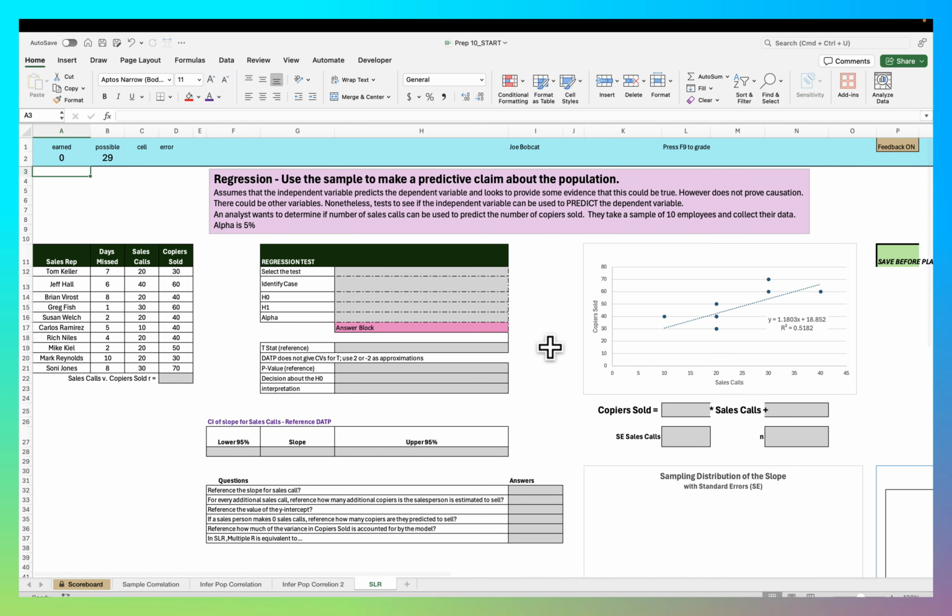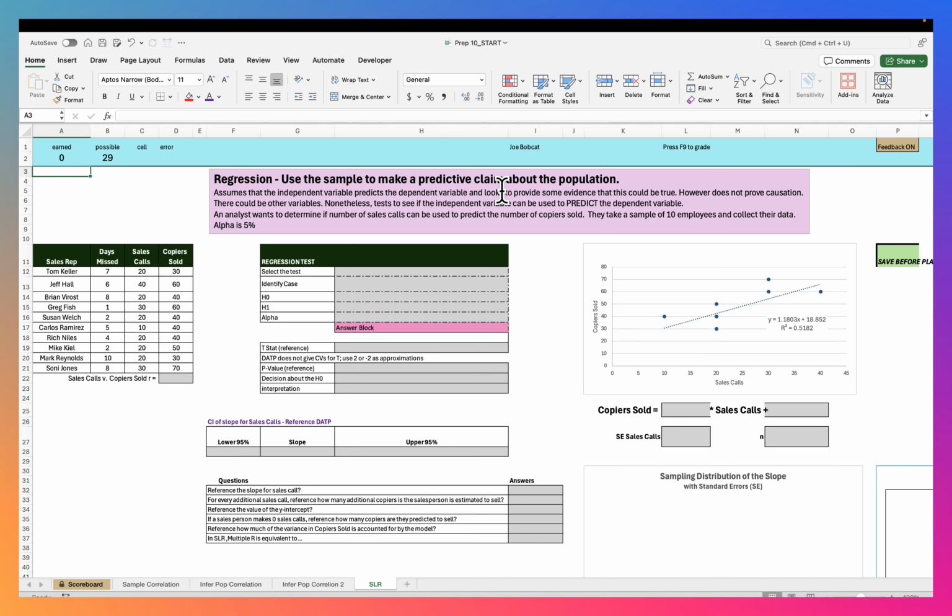Now we move on to regression. And so in regression, we use the sample to make a predictive claim about the population. So this is new. We're actually trying to predict things, because now we're trying to establish the regression line. We're no longer just interested in how close the dots are to the line, but we actually want to know about the line itself. And this assumes that the independent variable predicts the dependent variable. The independent variable is here on the x-axis, and the dependent variable is on the y-axis.